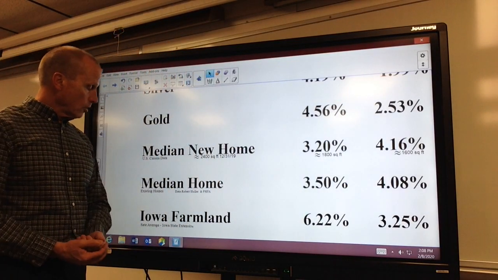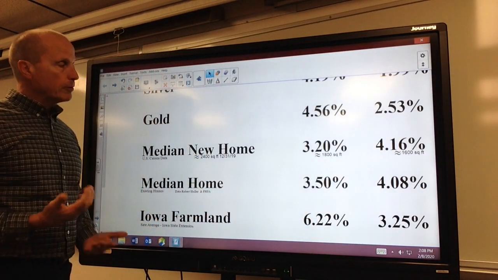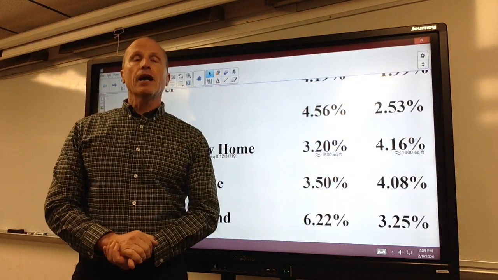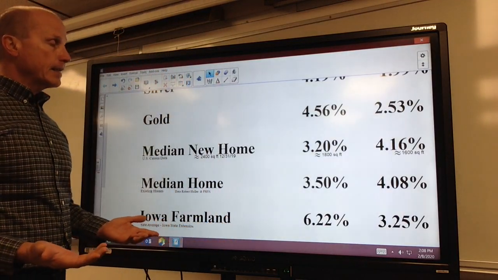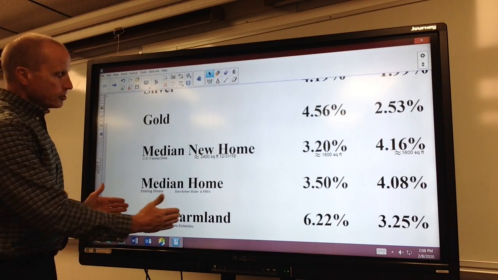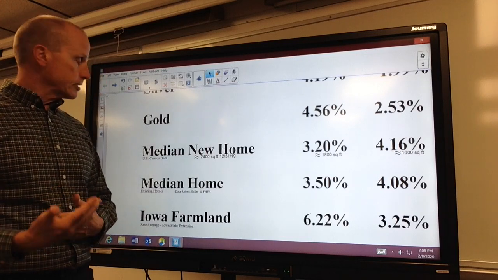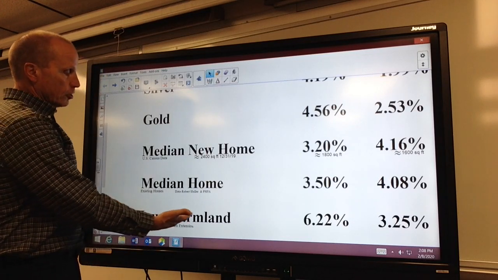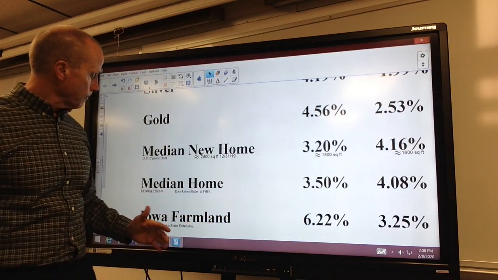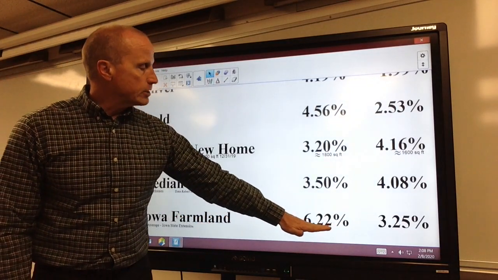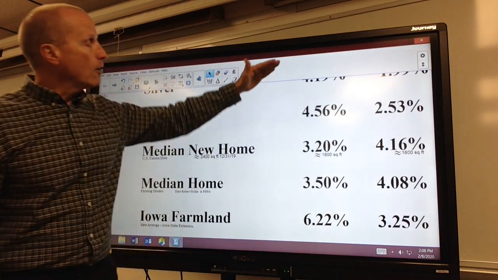Now what about farmland? Well, over the 30-year period it's actually better, but notice it's not over a 40-year period. Why would that be? Well, in the 1980s farmland did not perform well. Over about a 3-year period farmland went down over 30%. So that decade was not good for the farmland. This is using Iowa farmland. This is data from Iowa State University, the extension there, and this is a statewide average of farmland. Naturally, farmland varies from county to county, but over a 30-year period, it averaged 6.22%, and over a 40-year period, 3.25%.